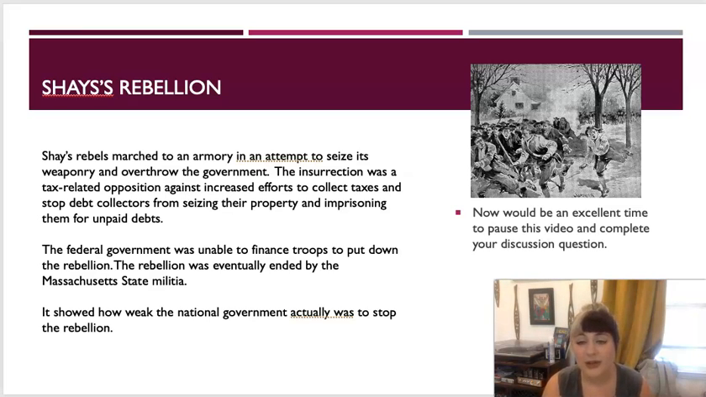But anyway, Daniel Shays and his guys are trying to overthrow everything, and the federal government's like, we don't have any money, we can't do anything, we don't have any troops, and so the Massachusetts state militia is going to have to step in and put down the rebellion. But after this, everybody's kind of looking at each other like, oh man, something's wrong, we've got to fix this. So we're going to go into talking about how the Articles of Confederation was changed.